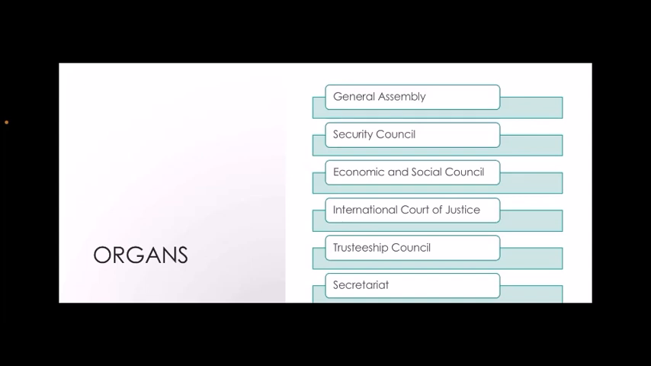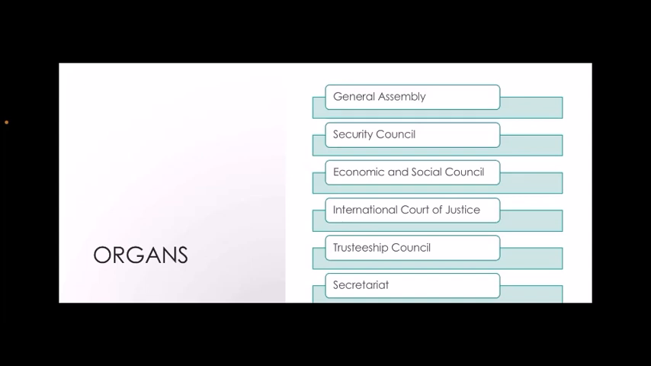There are 15 members in the Security Council. 5 are permanent members, and these permanent members are Russia, America, England, France, and China. The 10 other members are non-permanent members. These non-permanent members are chosen every 2 years by the General Assembly.